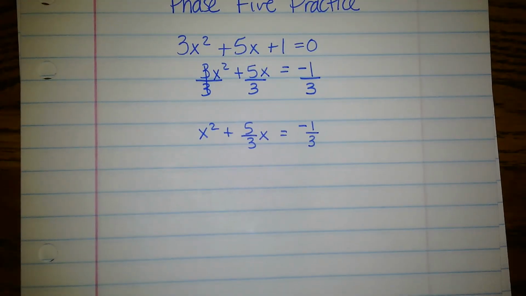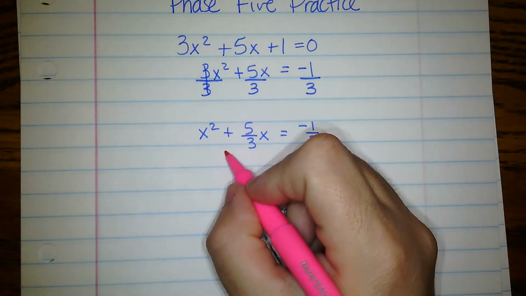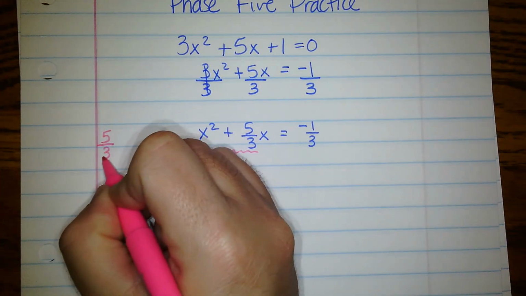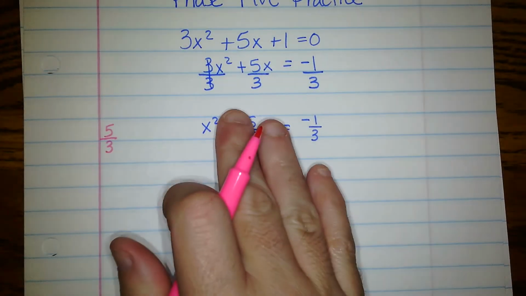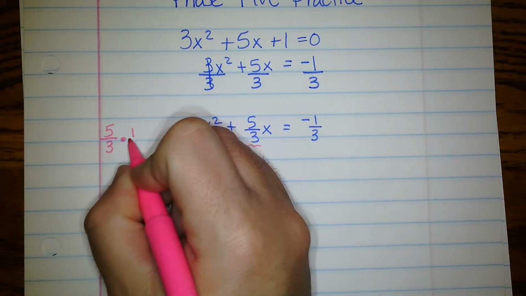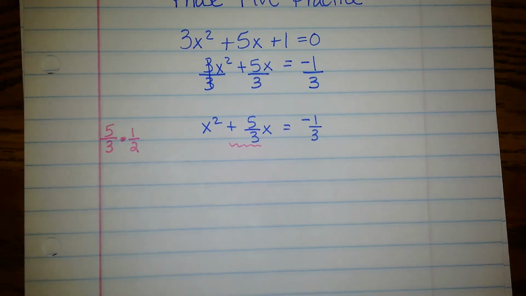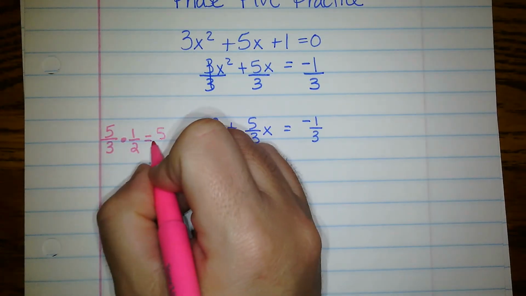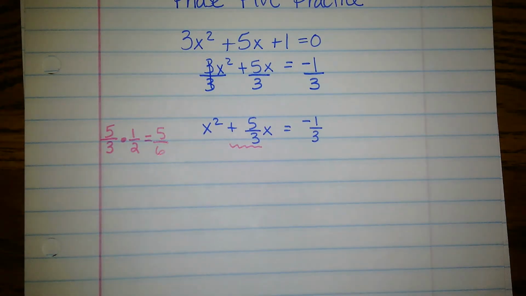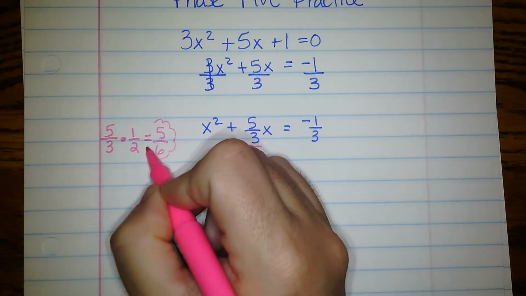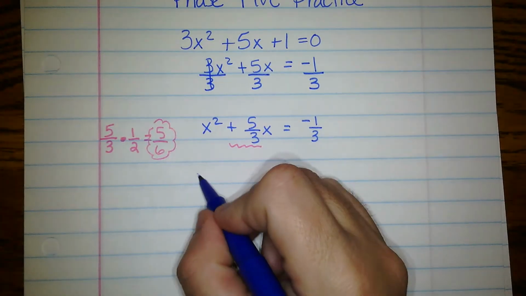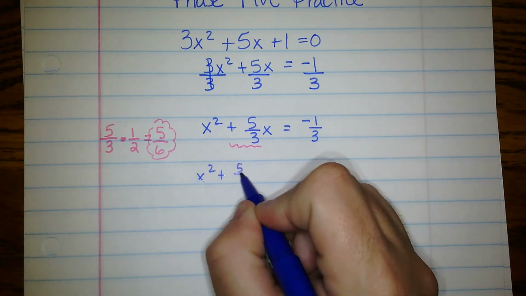At this point, we would start the complete the square process, which means we would take the b term, which is 5/3, and we would have to take half of that. And remember, taking half means multiplying by 1/2 or dividing by 2. Multiply by 1/2. So top times top is 5, and bottom times bottom is 6. This is half of 5/3.